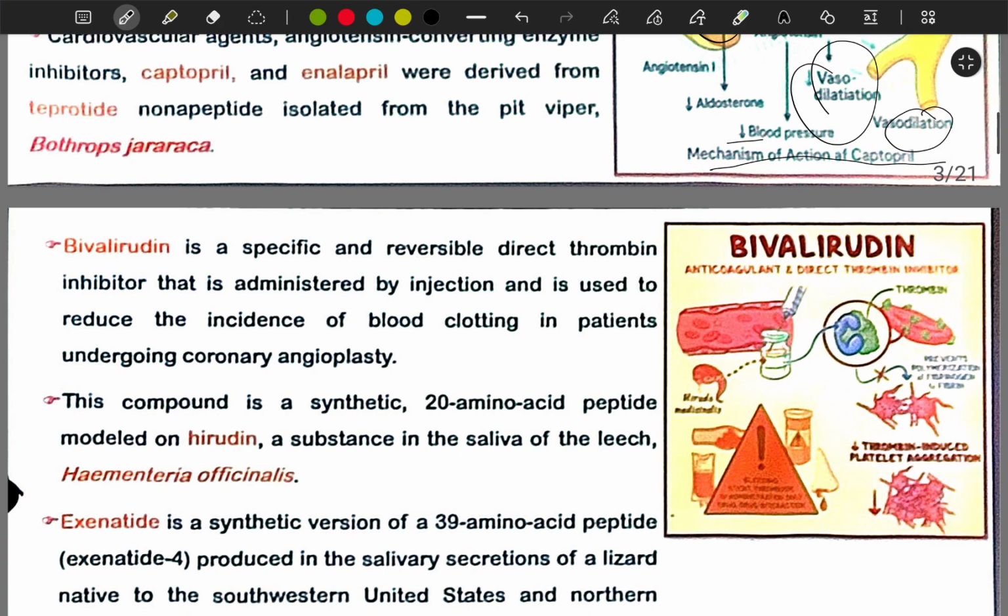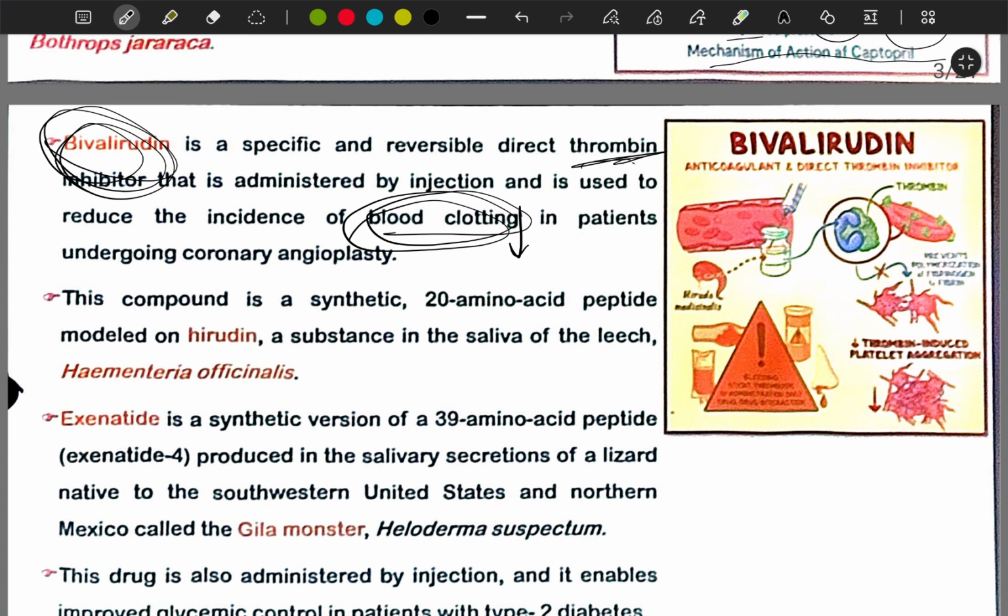Bivalirudin is a specific reversible direct thrombin inhibitor that is administered by injection and is used to reduce the incidence of blood clotting in patients undergoing coronary angioplasty. So blood clotting will be decreased in patients undergoing coronary angioplasty. This compound is a synthetic 20 amino acid peptide modeled on hirudin, a substance in the saliva of the leech.